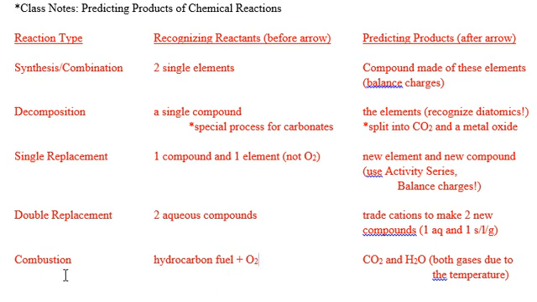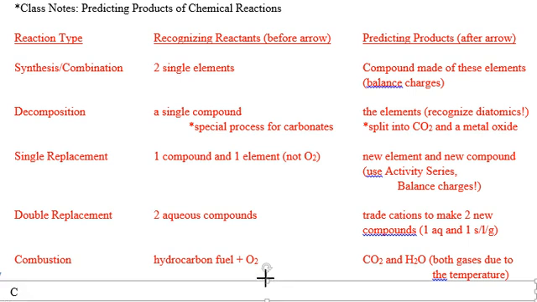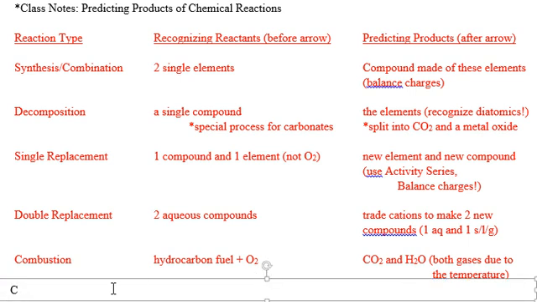And these are the easiest ones to write the products for because they're always CO2 and H2O. Okay, and they're both gases because we're going to have a high temperature, and that's going to make that water come out as a gas instead of a liquid. So again, hydrocarbon fuel plus oxygen, combustion, and you always write CO2 and water as the products. That's all you have to do, okay? So the hardest part about these ones is just recognizing that you have a combustion. So let me expand this up just a little bit so you can see this, okay?